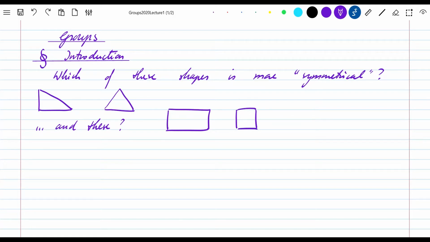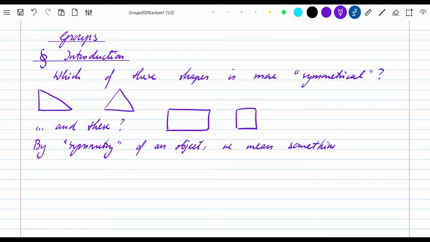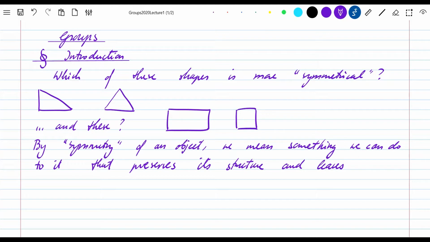So first of all, what do we mean by symmetry? Well, by symmetry of an object, we mean something that we can do to it that actually preserves how the object looks. Okay, that preserves its structure and leaves it looking the same.